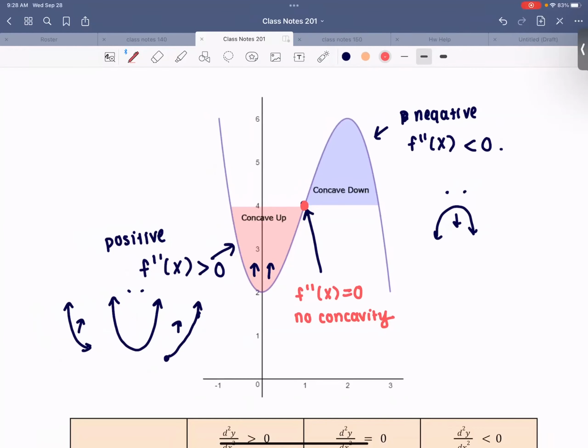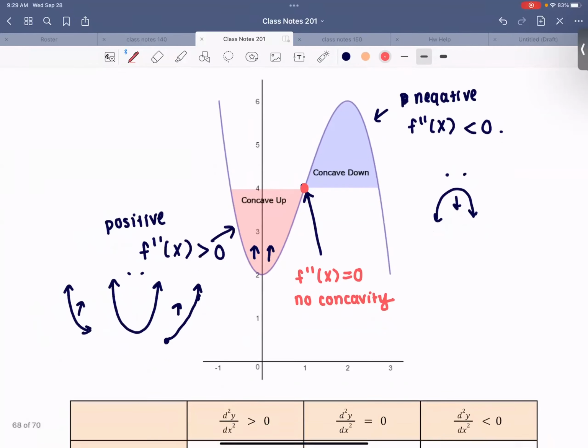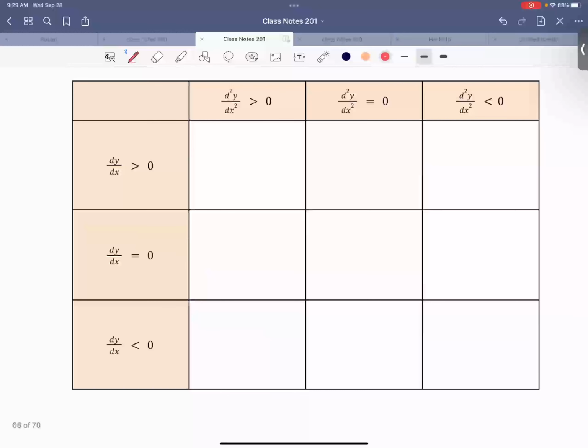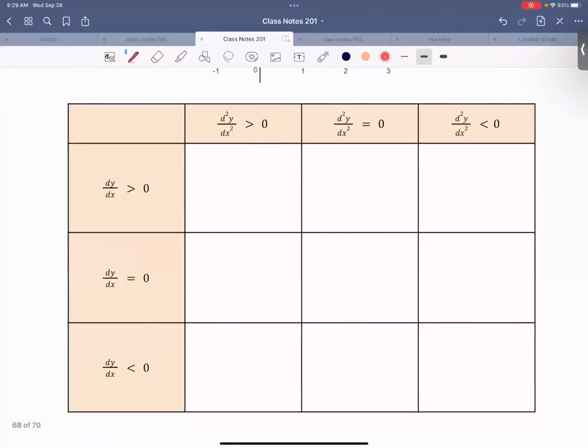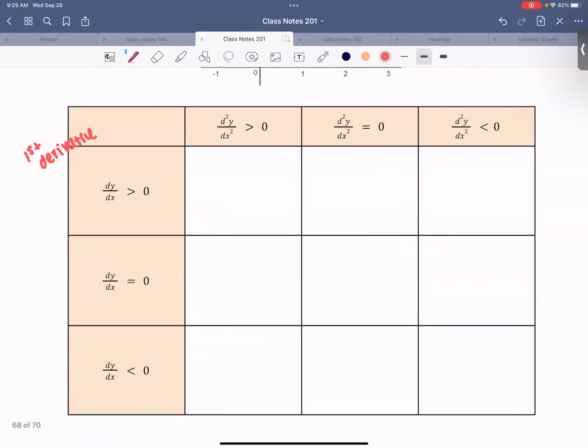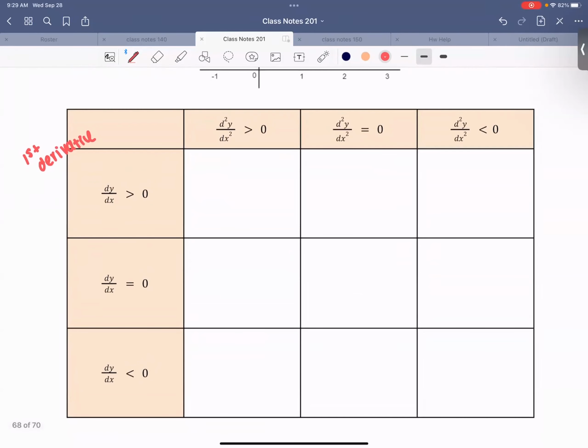To make this easier for you to visualize, I came up with this little chart, and I think it explains things a little better than looking at a graph and seeing exactly what happens. On the left-hand side, we have a column that explains the first derivative. Remember, when we see dy over dx, that's talking about the first derivative. The rows are going to explain the concavity, or the second derivative.